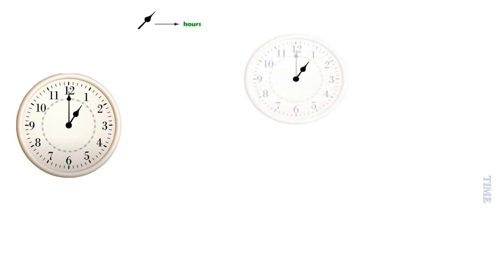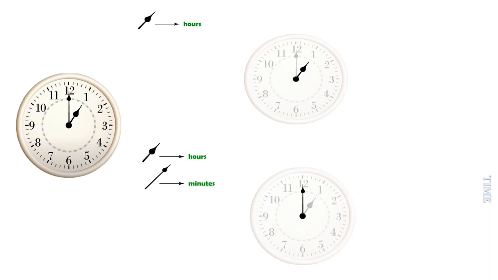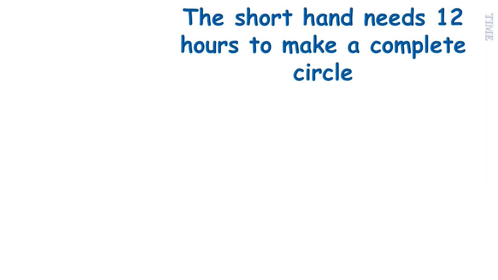Take a look at this clock. Can you tell what time it is? As you can see, the clock has two hands. The short hand tells the hours and the long one tells the minutes. The short hand needs 12 hours to make a complete circle.